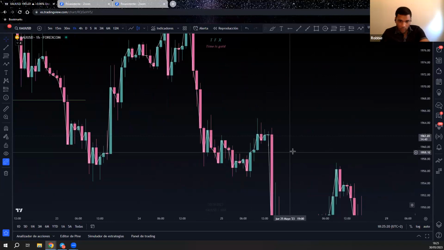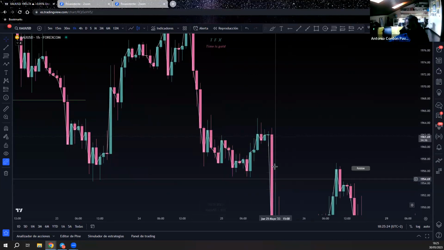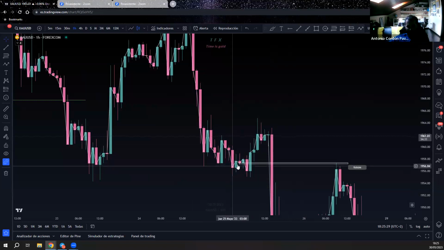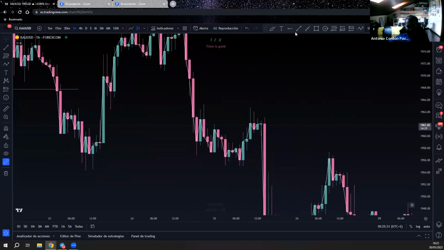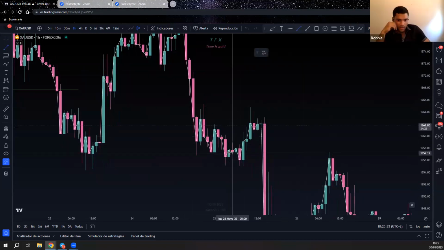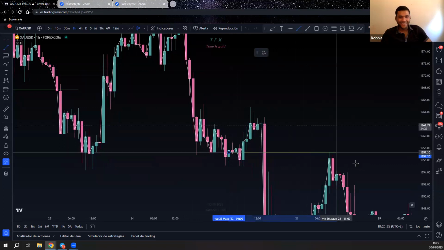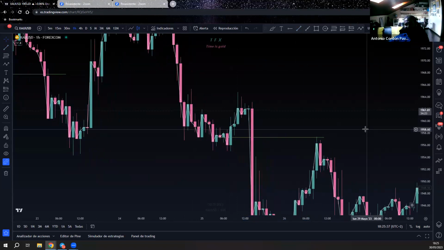I think he was pointing at this level. Or maybe, yeah, that one. Yeah, exactly. That one was a hard one. Super hard one.